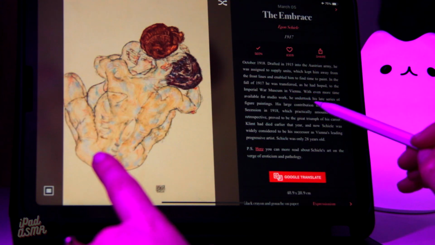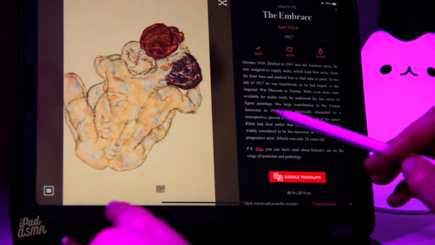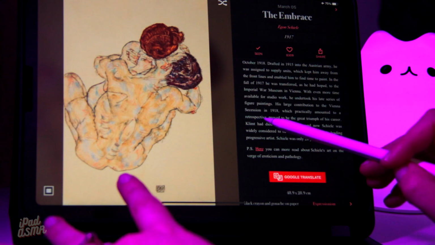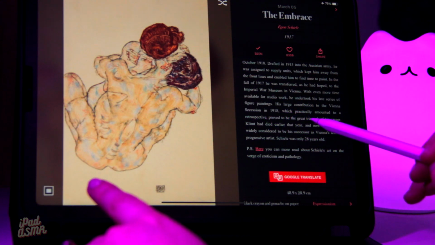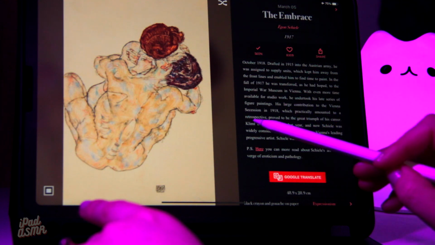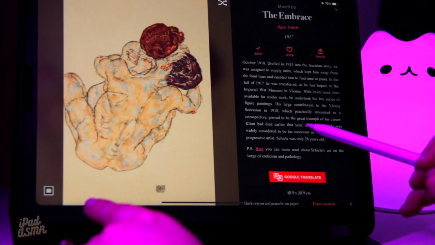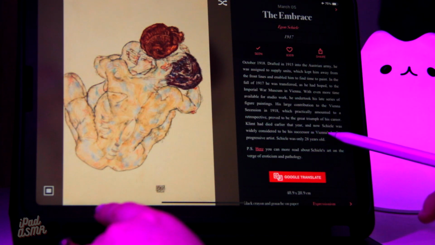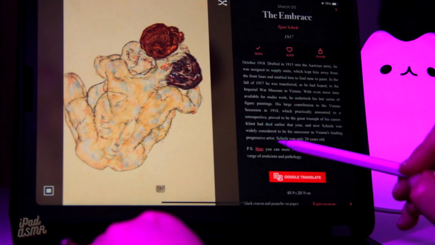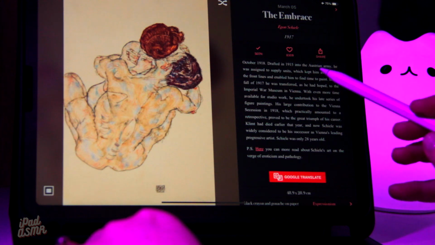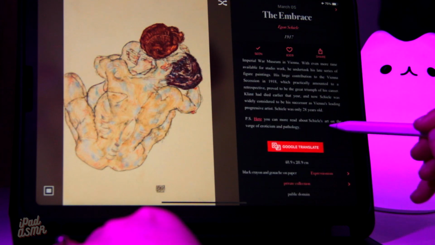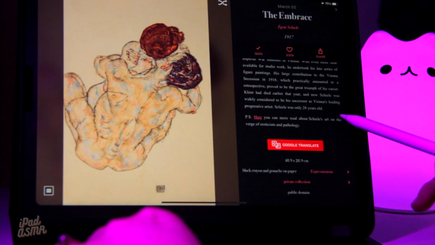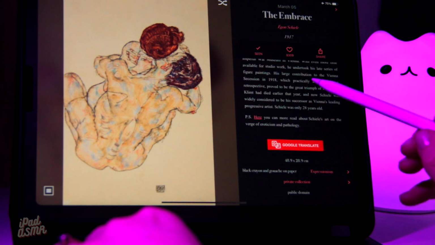His large contribution to the Vienna Secession in 1918, which practically amounted to a retrospective, proved to be the great triumph of his career. Klimt had died earlier that year, and now Schiele was widely considered to be his successor as Vienna's leading progressive artist. Schiele was only 28 years old. P.S. Here, you can read more about Schiele's art on the verge of eroticism and pathology.